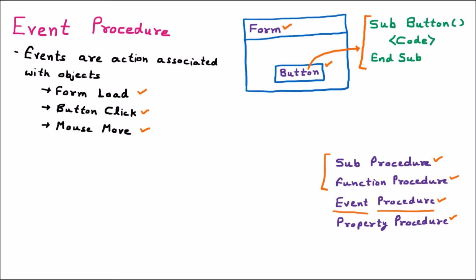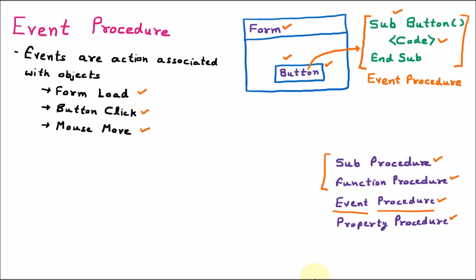So the procedure which is called while clicking on the button is called the event procedure because it has the code and this code is associated with the button click. So whenever you click on the button, this code operates and this code is called the event procedure. So we can say that whenever a procedure is attached with some event, it can be form load, button click, mouse move, key press. So for any event, the code that is running is called the event procedure.